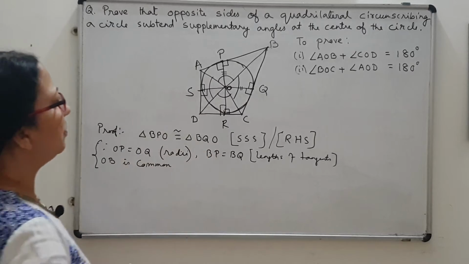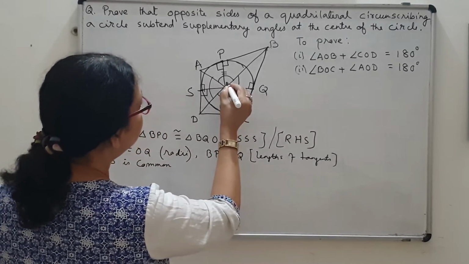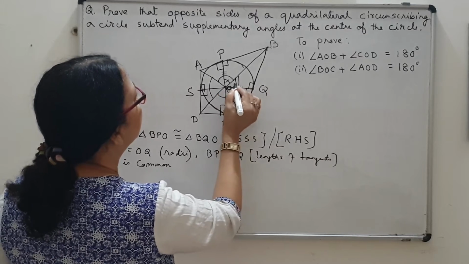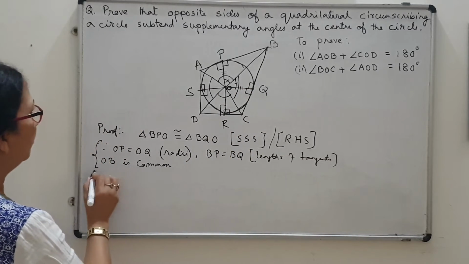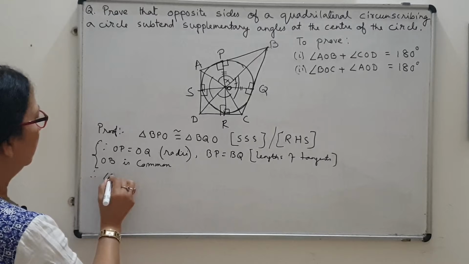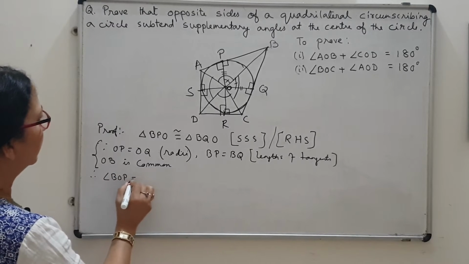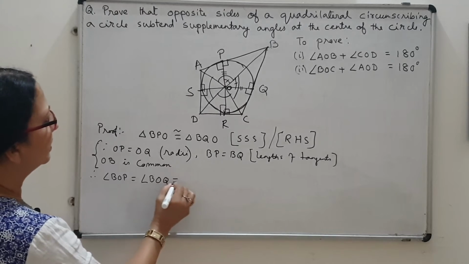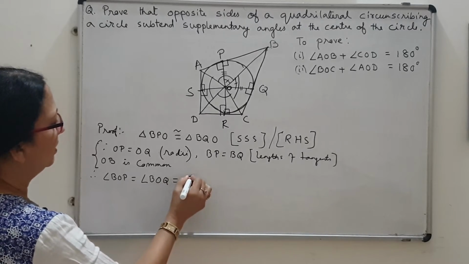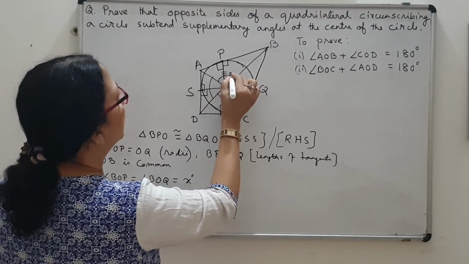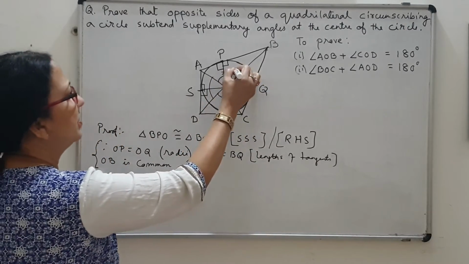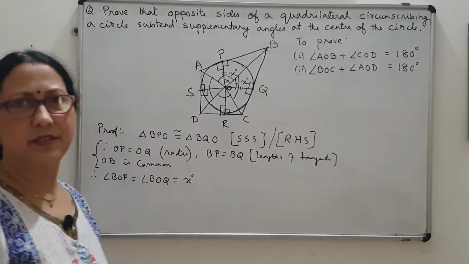So by CPCT what will happen? This angle will be equal to this angle. This will be equal to this. So therefore angle BOP is equal to angle BOQ and is equal to say small x degrees. So this part is your x, this is also x. Both are x degrees, okay, by CPCT.